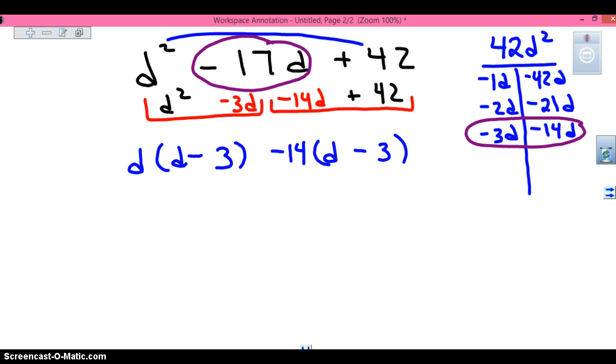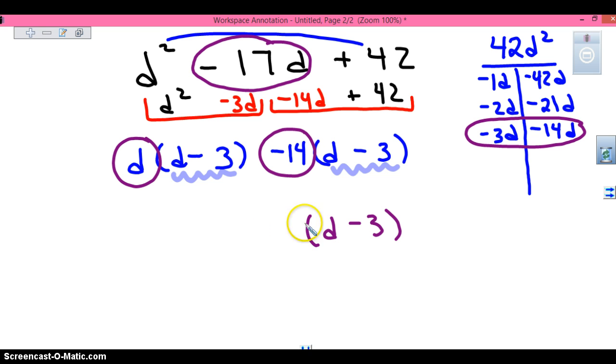Do we have a binomial in common? Yes. So do we have part of our answer? d minus 3, and we get the other binomial using what we factored out, d minus 14.